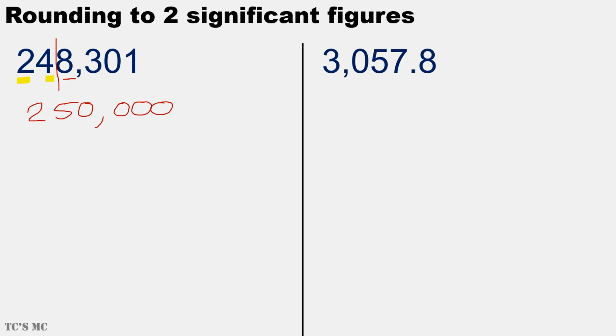In 3057.8, the first significant figure is 3. Remember, the second significant figure is 0. This 0 represents 0 hundreds, which means we are rounding to the nearest hundreds. This becomes 3,100. Remember, we do not put any zeros after the decimal point.